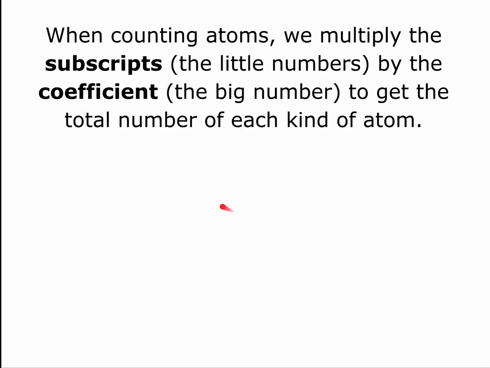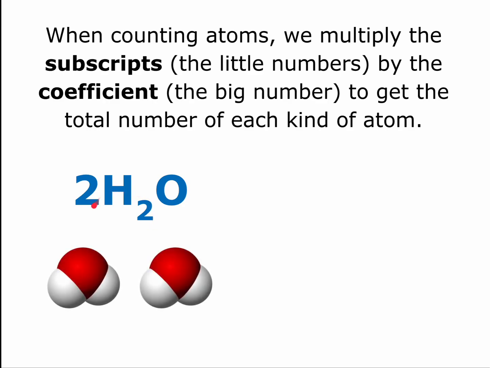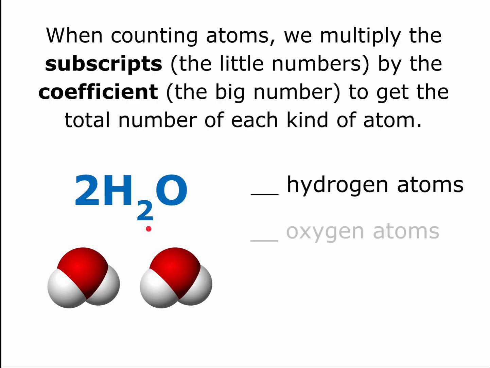When we count atoms, we multiply the subscripts by the coefficient, which is the big number, to get the total number of each kind of atom. So, for example, remember, 2H2O means two water molecules. Inside a water molecule, we have hydrogen atoms and oxygen atoms. If we were counting up the total number of hydrogen atoms in two molecules of water, it would be 1, 2, 3, 4. 4 hydrogen atoms.